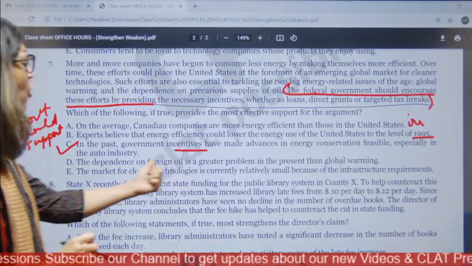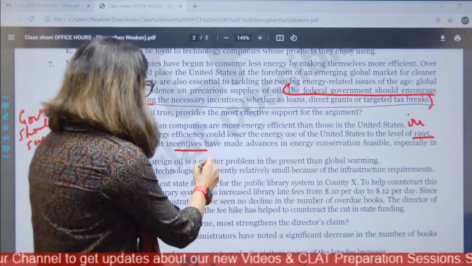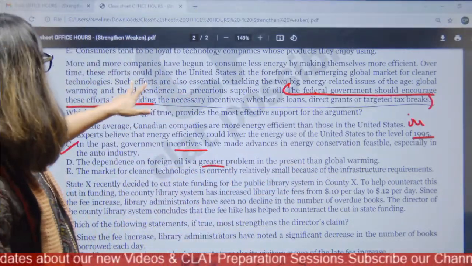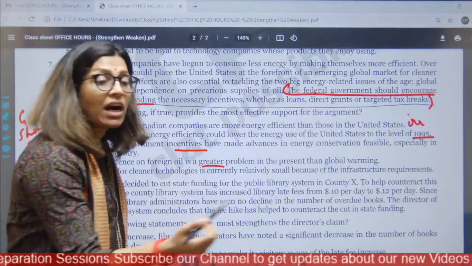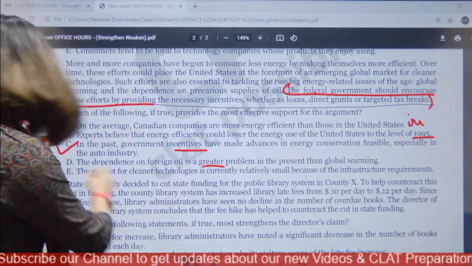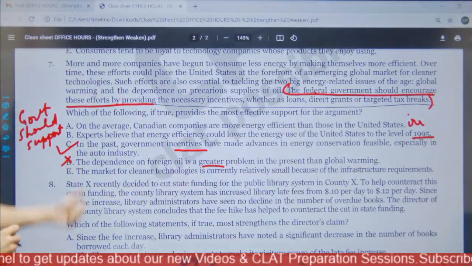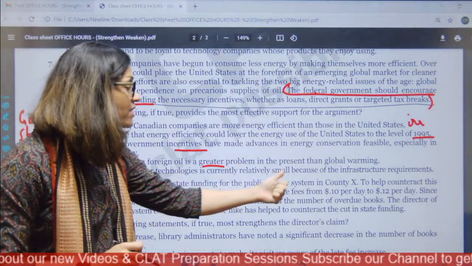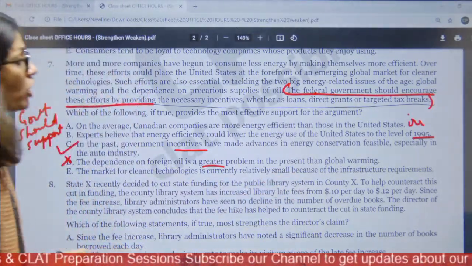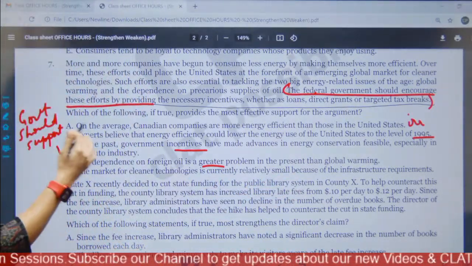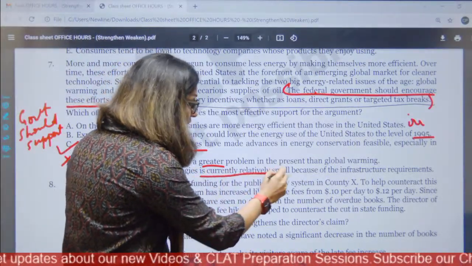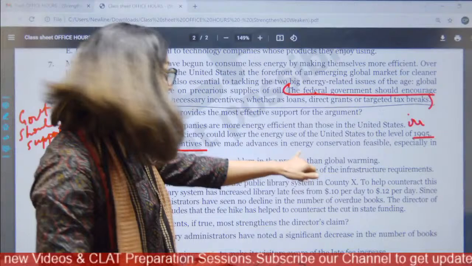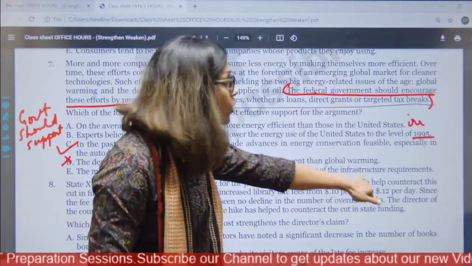The dependence on foreign oil is a greater problem. Now, foreign oil or cleaner environment, which one is bigger, which one is lesser, does not matter, irrelevant. The market for cleaner technologies is relatively small because of the infrastructure requirements. Again, it says that market is relatively small, never mind, but it has to give some reason for the government to help.